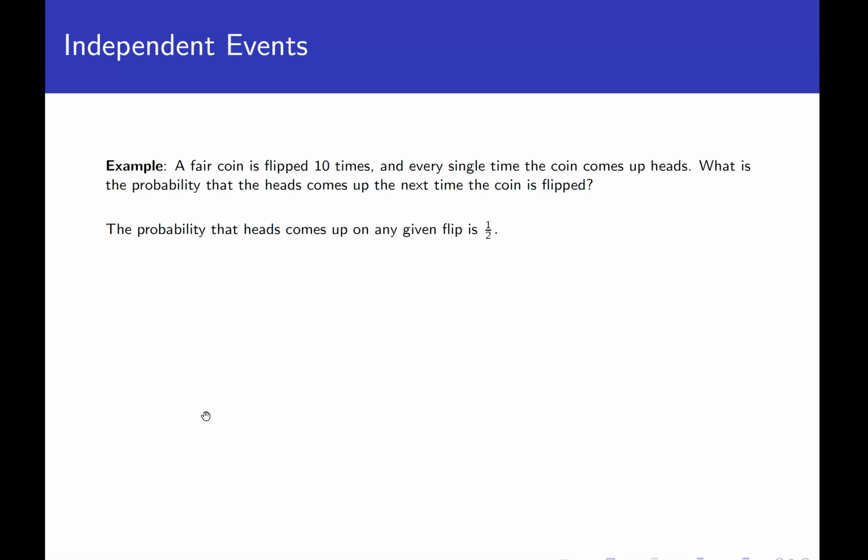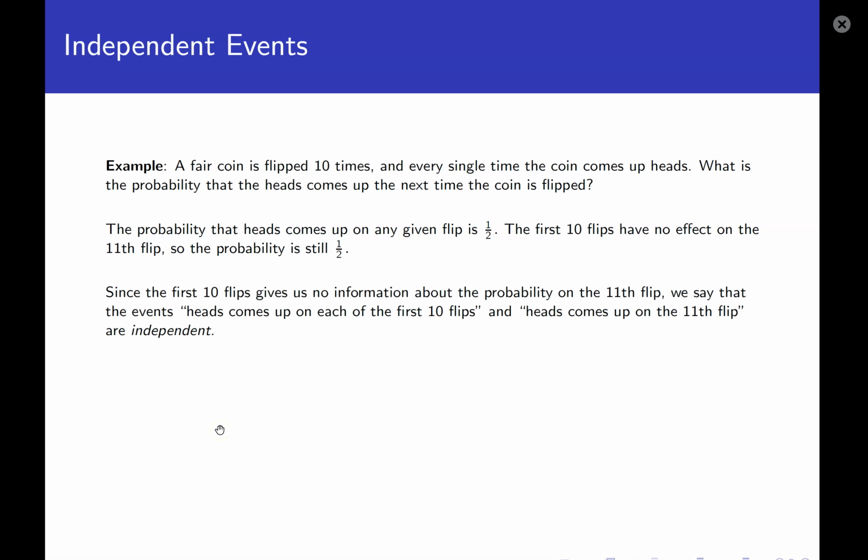Well, the coin doesn't remember anything. So the probability that the head comes up on any given flip is 1/2. So the first 10 flips of that coin have absolutely no effect on the 11th flip. So the probability is still 1/2. So this is what we mean by being independent.